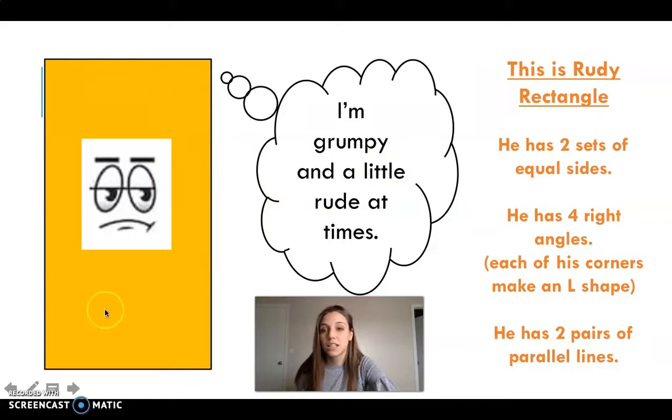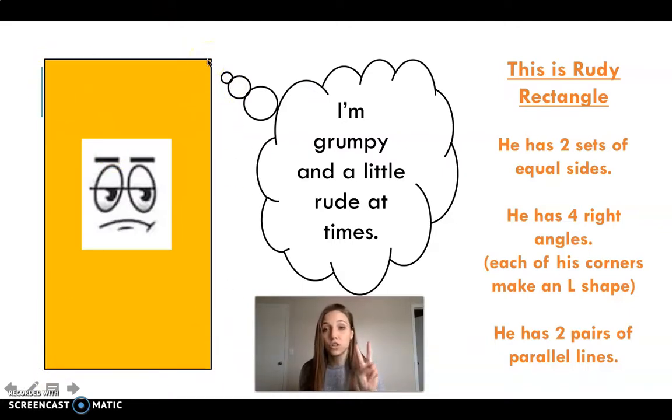So this side is the same length as this side, just like this side is the same length as this side. All 4 of them aren't the same length like Sally's square, but 2 of them, these 2 and these 2, are the same length. Okay? He also has 4 right angles, just like Sally's square did. They all make those perfect L's.